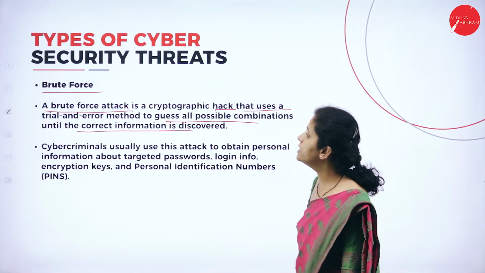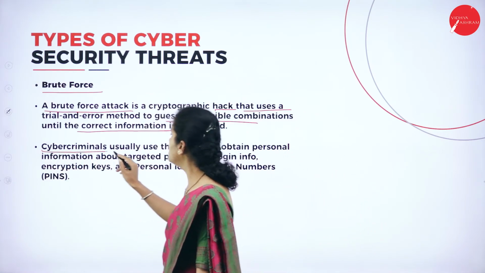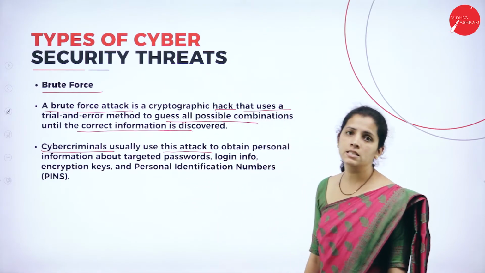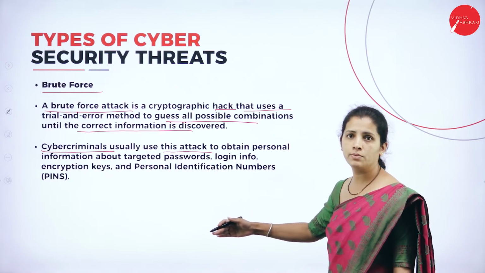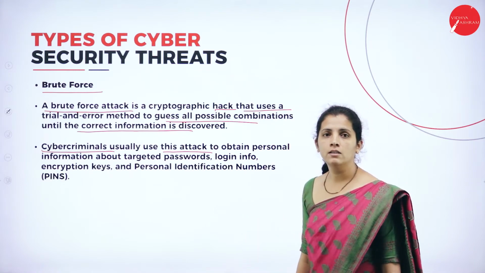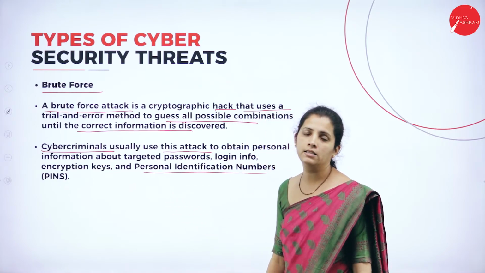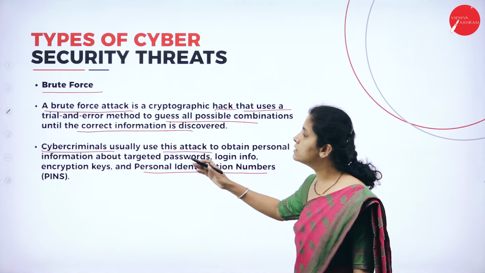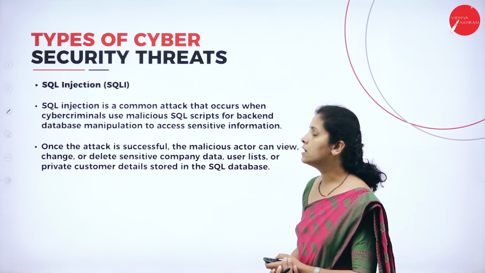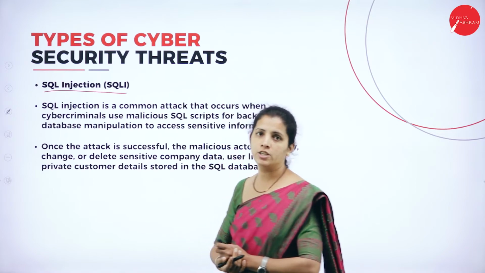That means they simply use a trial and error method. So here, cyber criminals usually use this attack to obtain personal information like password, login information, that is nothing but credentials, even encryption keys and personal identification numbers, that is nothing but PINs. So these are some of the types of cyber security threats. Along with that, I'm going to have SQL injection.